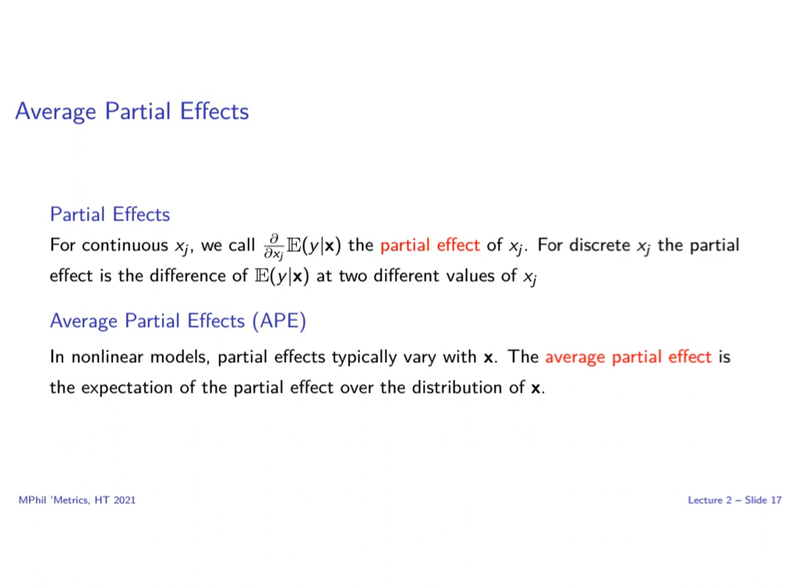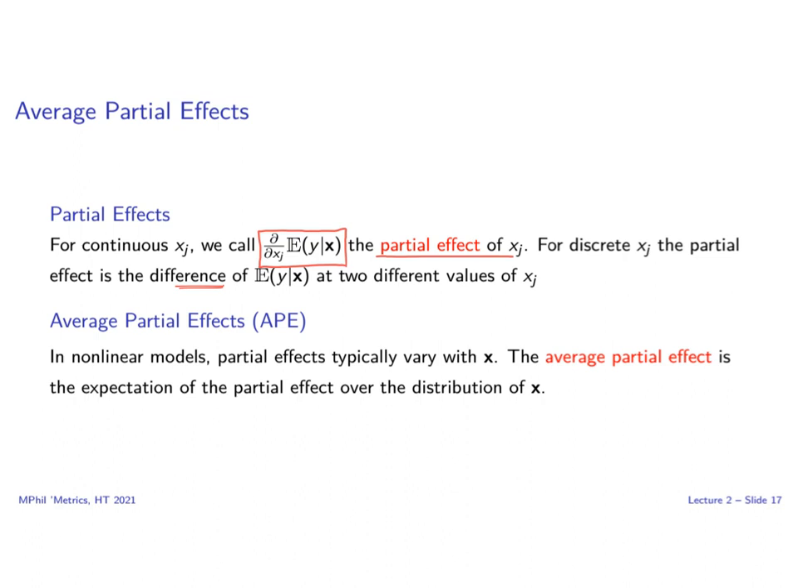For a continuous regressor xj, we call the partial derivative of the conditional expectation function of y given x with respect to xj the partial effect of xj. For a discrete regressor, the partial effect is defined as the difference of the conditional expectation function evaluated at two different values of xj.